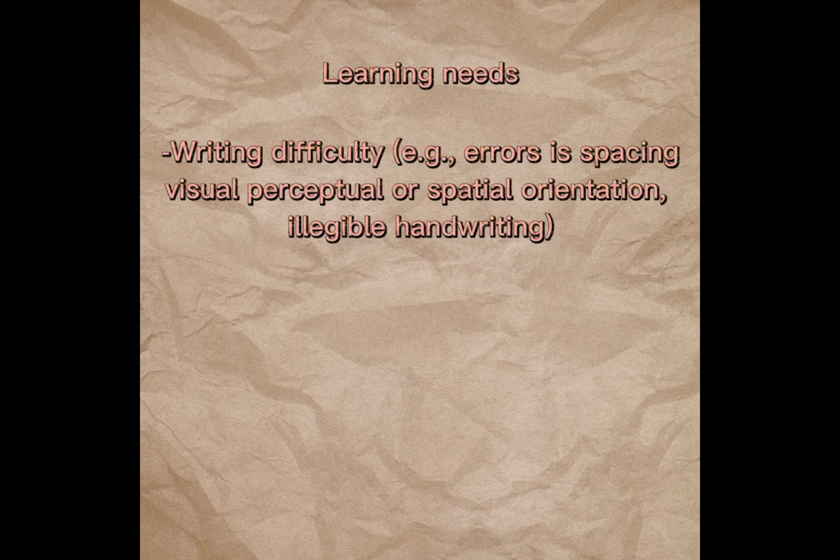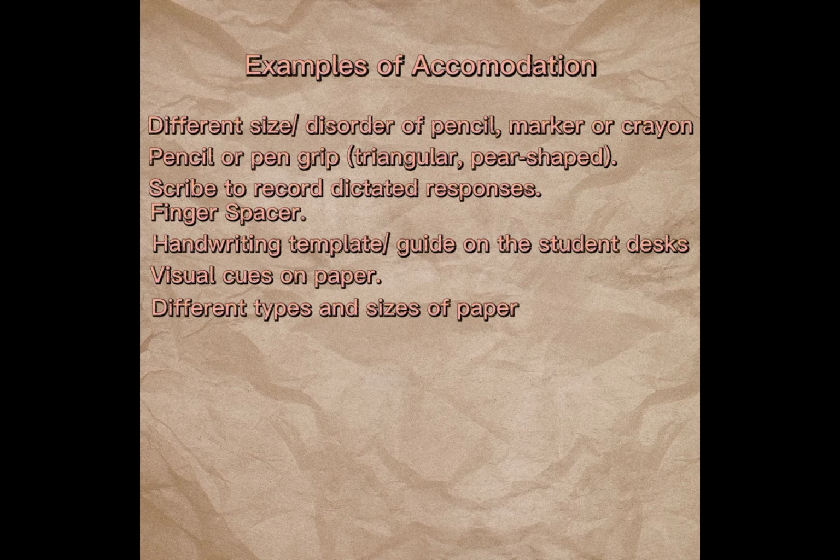Learning needs: writing difficulty, e.g. errors in spacing, visual perceptual or spatial orientation, legible handwriting. Examples of accommodations: different size diameter of pencil, marker or crayon, pencil or pen grip, triangular or pear-shaped, scribe to record dictated responses, finger spacer, handwriting template or guide on the student's desk, visual cues on paper, different types and sizes of paper.